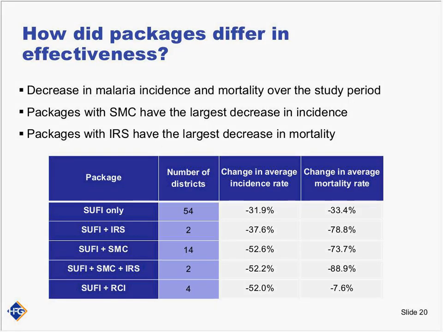Next, we want to see what happened with effectiveness. Over the whole study period, we saw a decrease in both incidence and mortality for all of the packages. The decrease in incidence is higher with packages that have SMC, so Sophie plus SMC and Sophie plus SMC RS show a higher decrease in incidence. When it comes to mortality, the packages with IRS this time have the highest decrease in mortality.